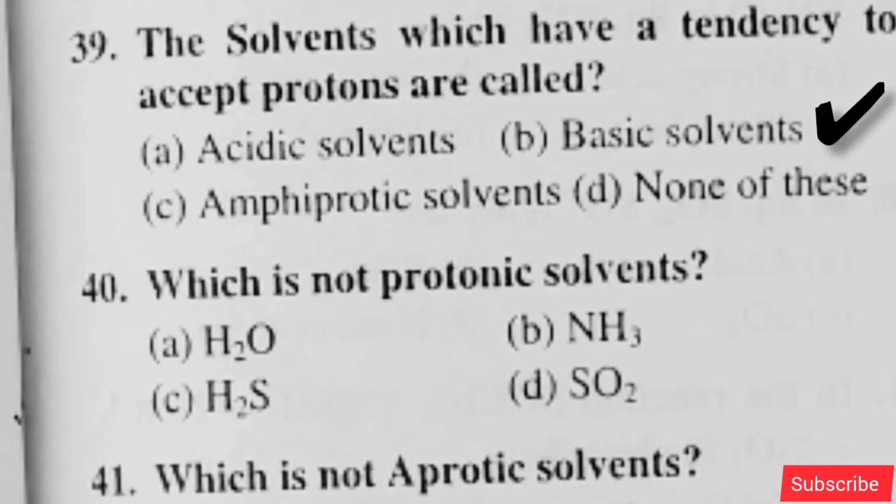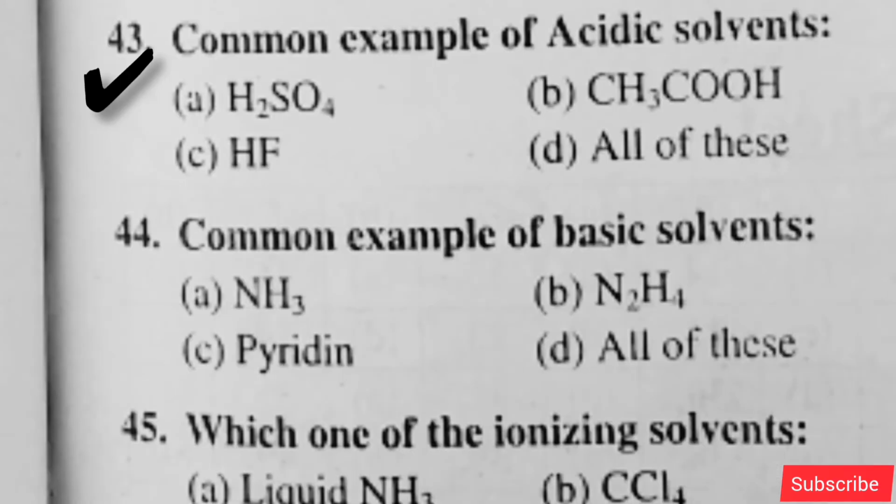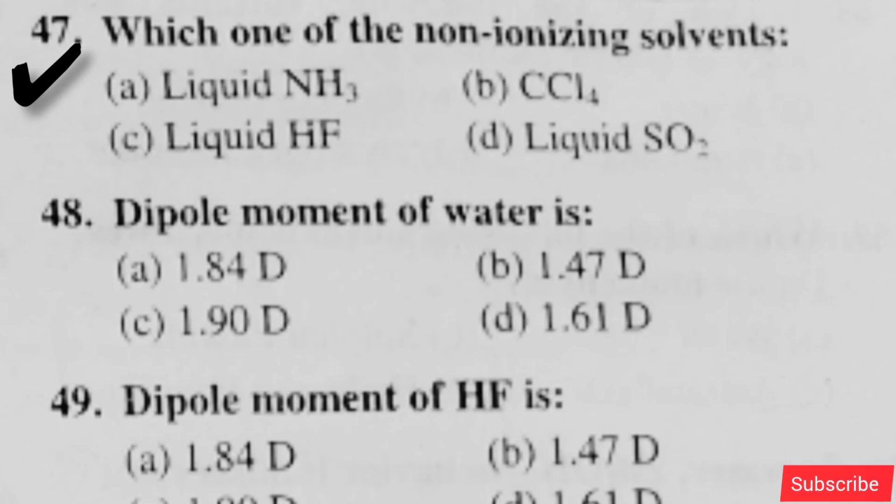Option B is right. Which is not protonic solvent? Option D is right. Which is not aprotic solvent? Option B is right. Which solvent is amphiprotic solvent? Option D is right. Common example of acidic solvents? Option D is right. Common examples of basic solvents? Option D is right. Which one of the ionizing solvents? Option A is right. Which one of the ionizing solvents? Option D is right. Which one of the non-ionizing solvent?